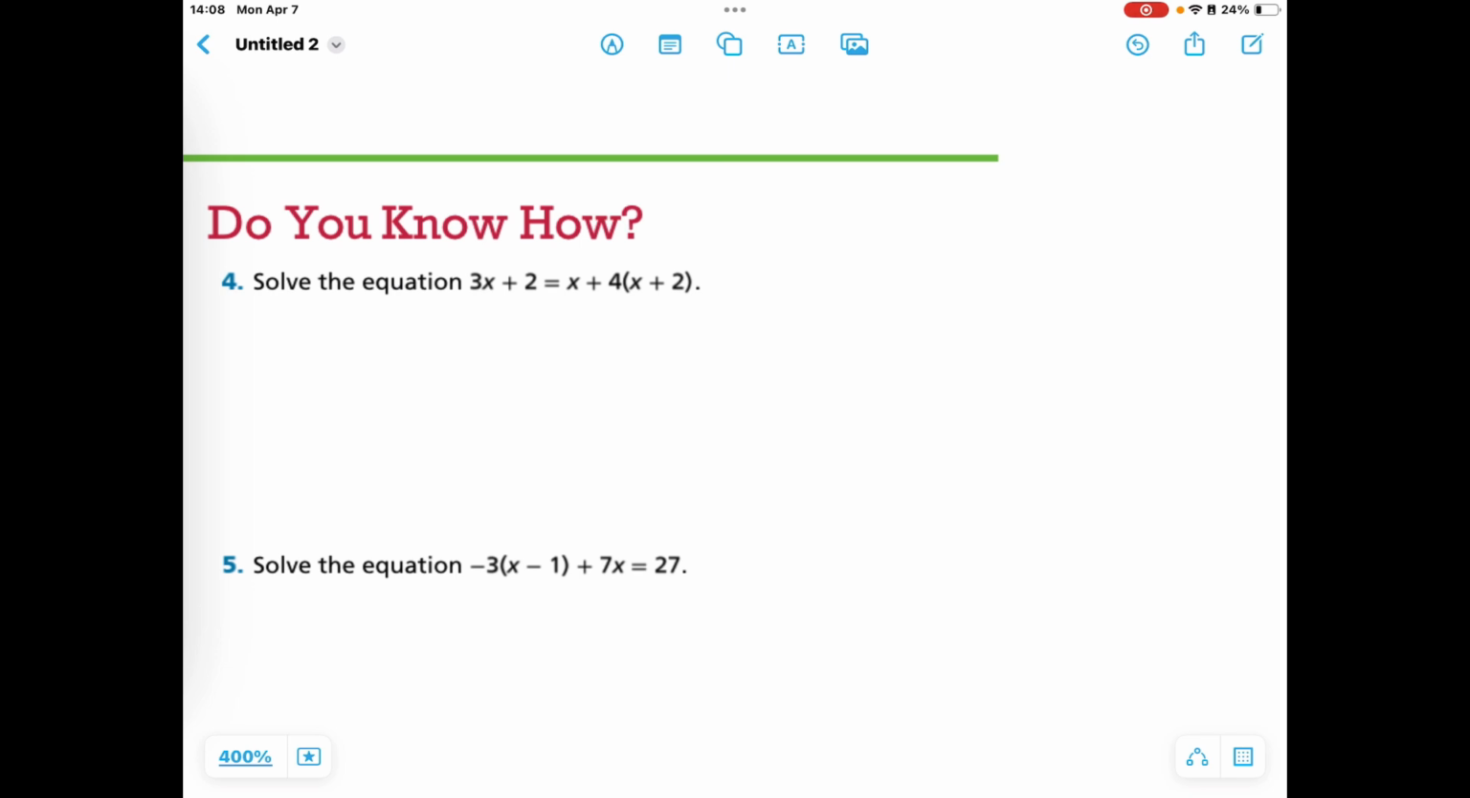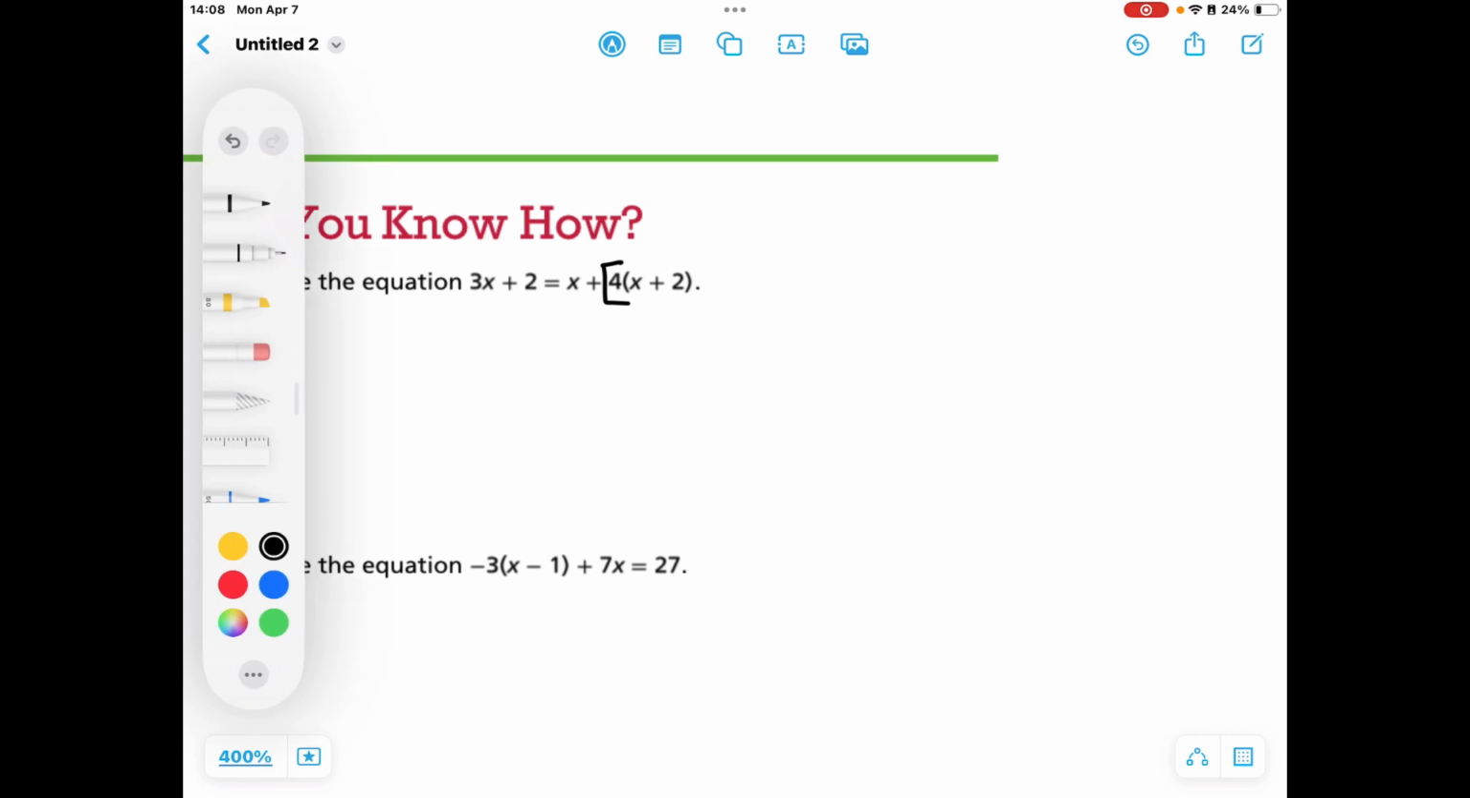So looking at number 4, the do you know hows. At this current moment, I have 3x plus 2 equals x plus 4 times x plus 2. That is using the distributive property. So for these problems, we are going to do that first, and we're going to get to the simplest form before we go on and solve for the variable.